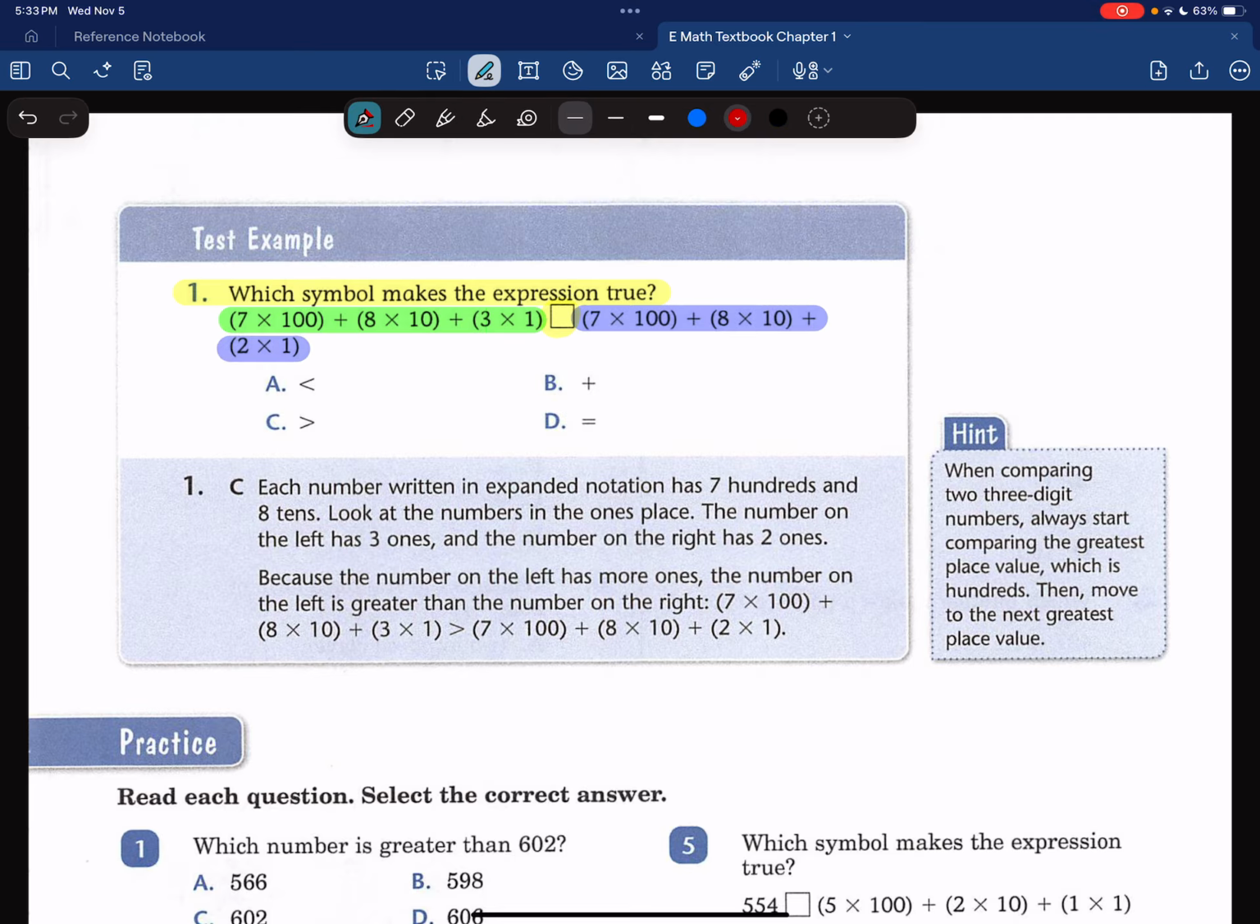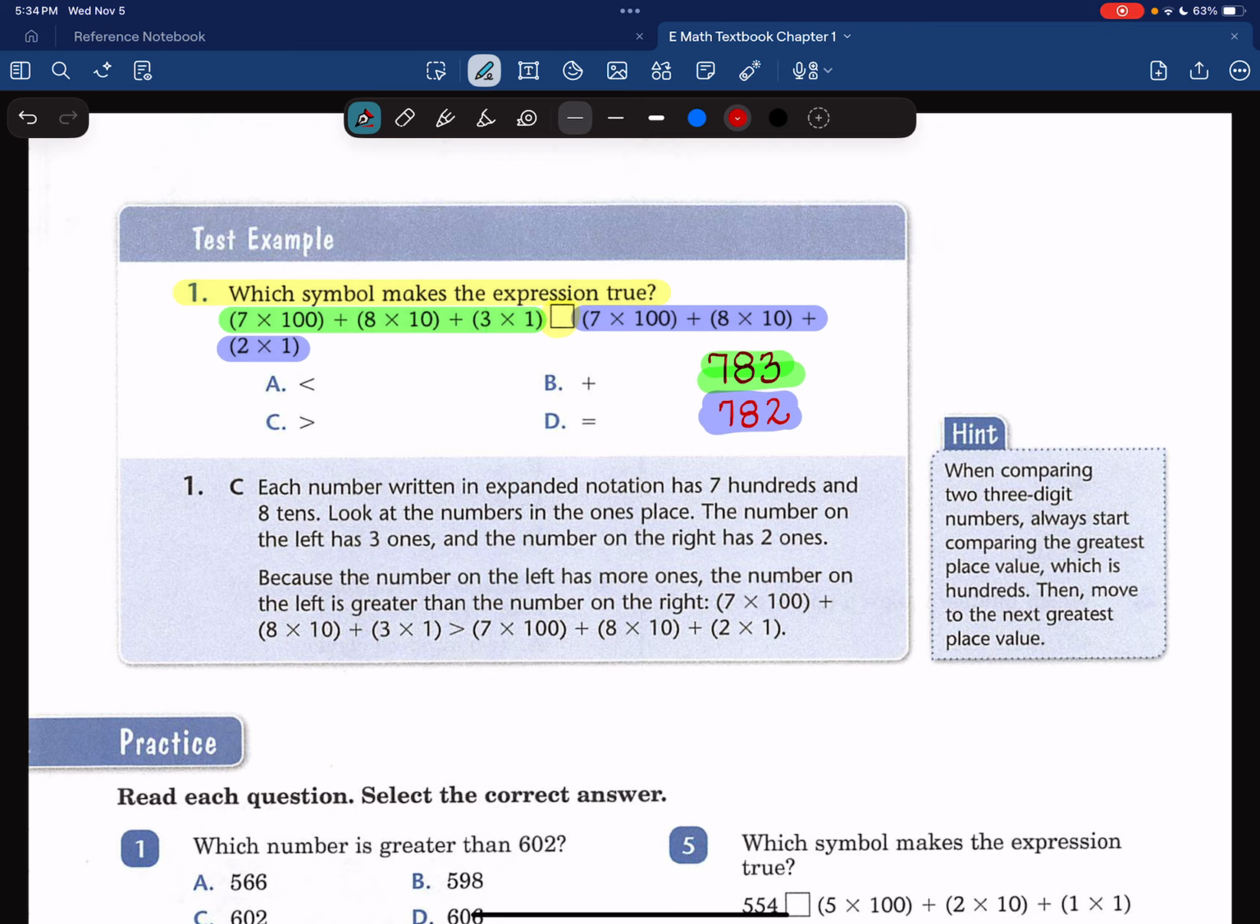And I'm going to turn that expanded notation into actual numbers. So I have 7 times 100, 8 times 10, 3 times 1. So that's the first number, the green number, 783. And then let's put the blue or purple number, whatever you call that color. To me, it looks purple, but it might look different on your screen. I have a 7. 8 times 10 is 80. And 2 times 1 is 2.